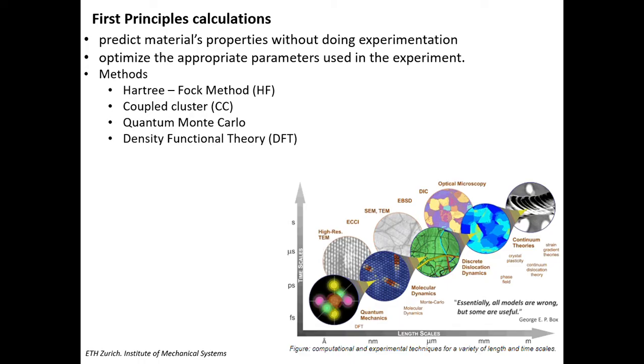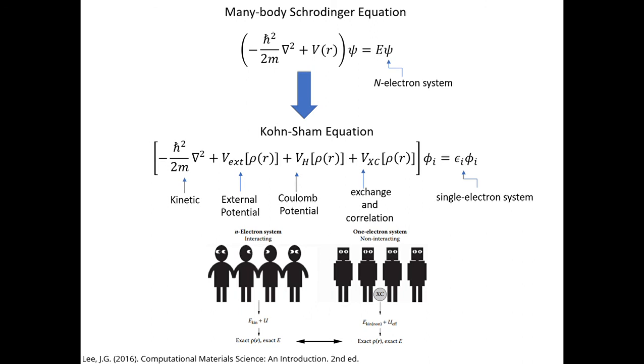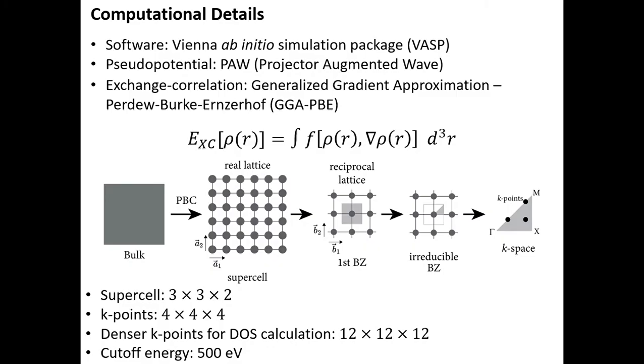First principles calculations enable us to predict the material properties without doing experimentation and use it to optimize the appropriate parameters used in the experiment. A commonly used method is the density functional theory. DFT transforms the many-body Schrödinger equation into a quantum equation of single independent electron systems. The software we use is the Vienna ab initio simulation package using the commonly used pseudopotentials and exchange correlation functional.